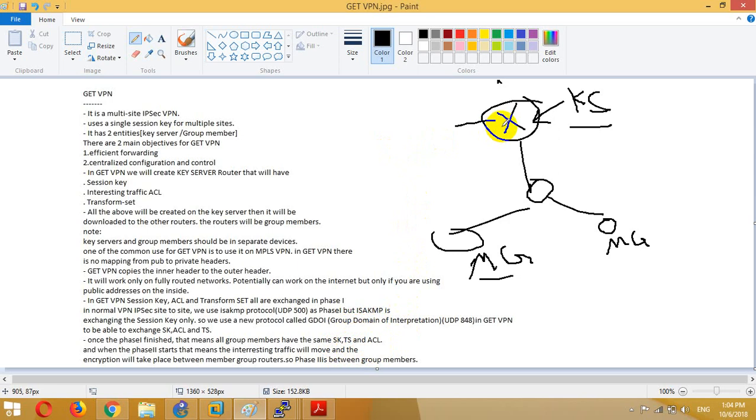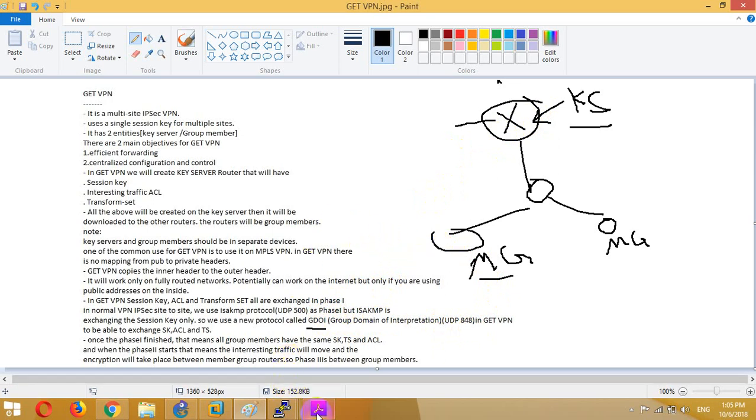One guy is asking me, can the key server and group member be located on one router? No, they should be separated like that. And something very important, guys: as you remember, in IPsec VPN site to site, we were using ISAKMP on UDP port 500. In GET VPN, we are using GDOI on UDP port 848.